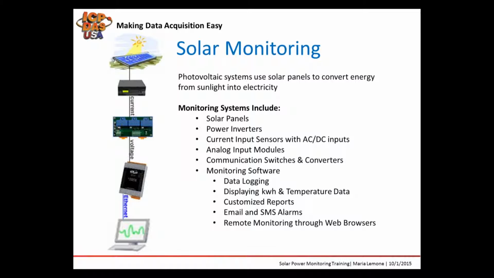Photovoltaic PV cells convert sunlight directly into electricity. The DC direct current electricity is converted into AC alternating current for powering devices with inverters. Current input boards and DC input modules help with monitoring the energy generated by solar panels.